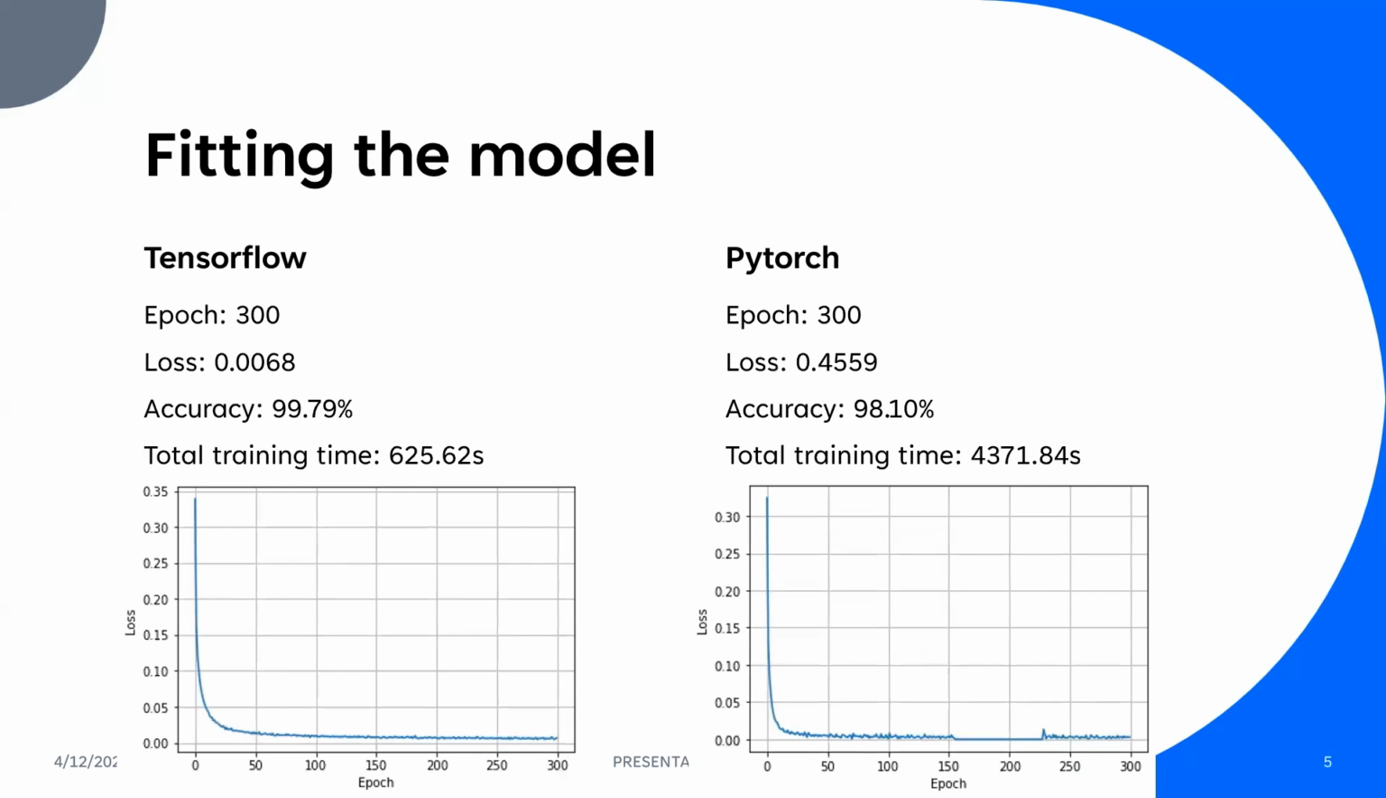After fitting the model using the training dataset, TensorFlow showed a loss of about 0.008 with accuracy 99.79%, and the total training time was about 625.62 seconds, while PyTorch using the same epoch number 300 showed a loss of about 0.559 with accuracy 98.1%, and the total training time was about 4,371.84 seconds.